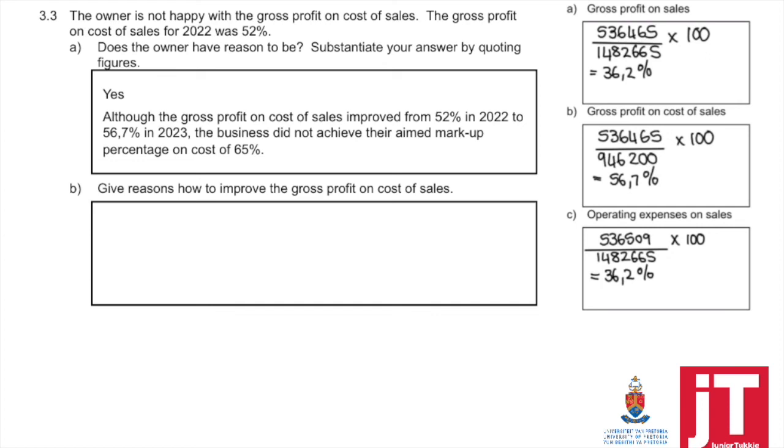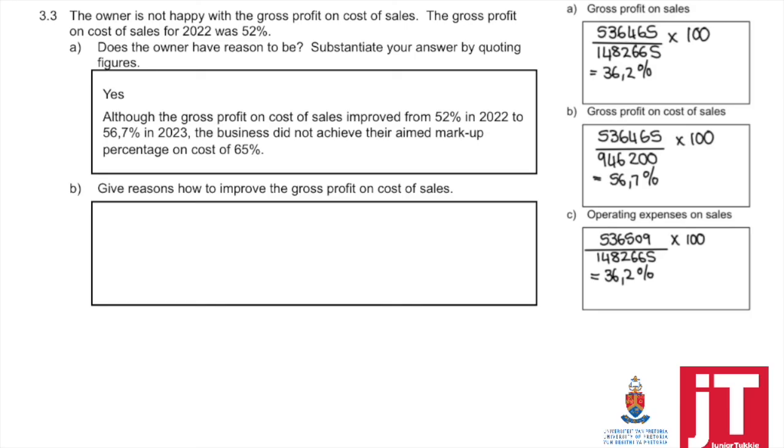Yes. Because the aimed markup, right in the beginning, we said the aimed markup is 65%. So if I compare now last year with this year, yes, it did increase from 52% to 56.7%, but we still haven't achieved our aimed markup of 65%. We're still falling short. So be careful when you're commenting with this, and make sure that you quote your figures. It might be that you have gotten a different answer here. As long as you quote your figures and you're commenting on that, then you can earn marks.